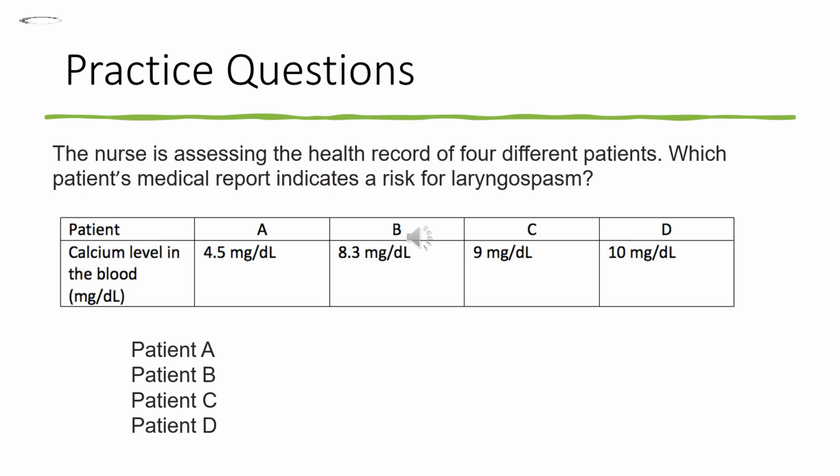The nurse is assessing the health records of 4 different patients. Which patient's medical report indicates a risk for laryngospasm? Your correct answer will be A. Our normal calcium level should be 8.5 to 10.5. And all of these are mostly normal, but we definitely see with this super low A, we know that is going to be at a very high risk for laryngospasm.